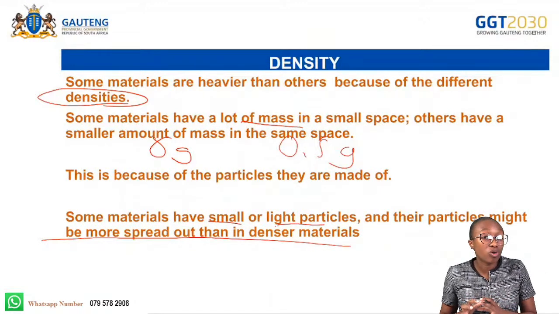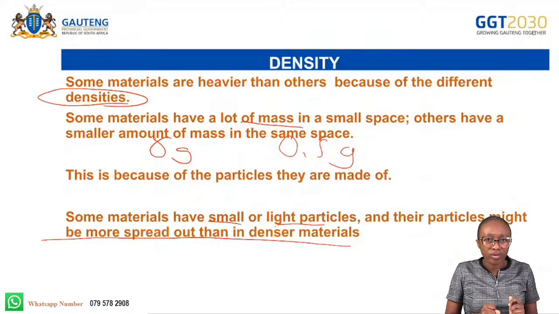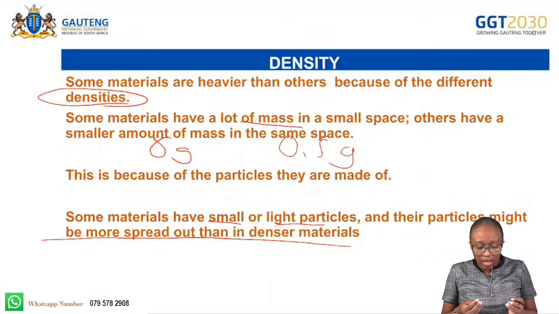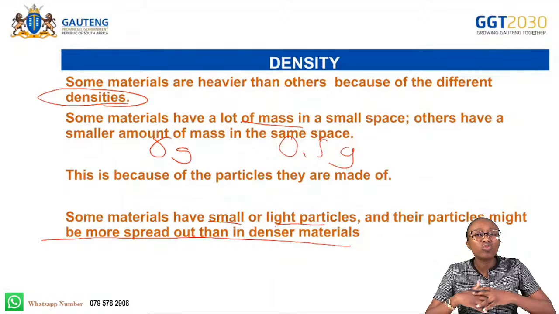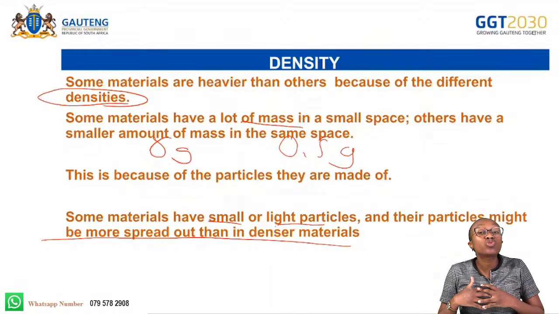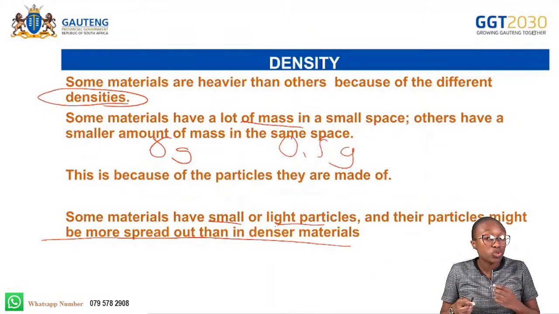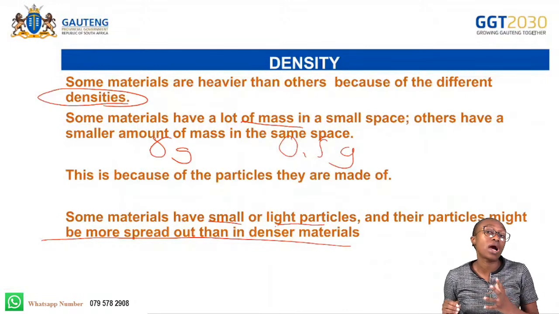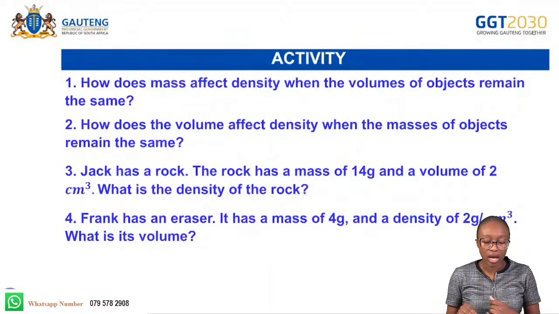If we remember the cotton, the big ball of cotton and the block of iron, they had the same mass, but the cotton was more spread out. It took up more space. Those two had the same mass, but the cotton took up more space.